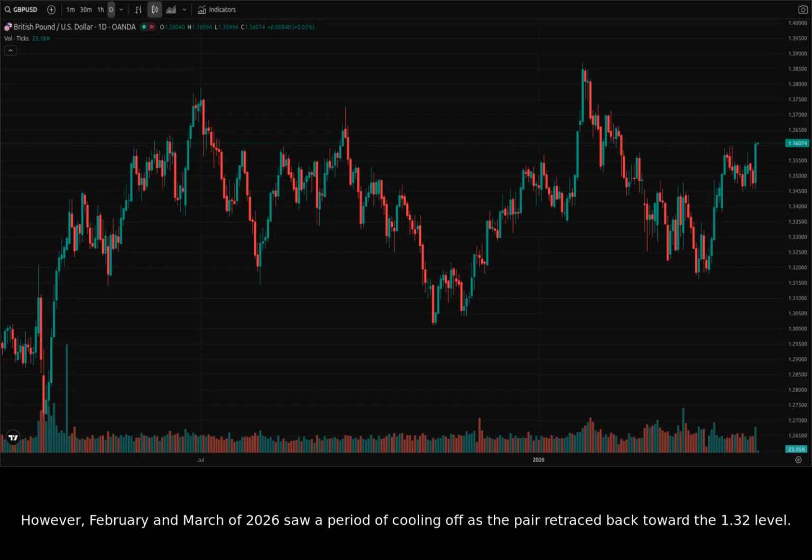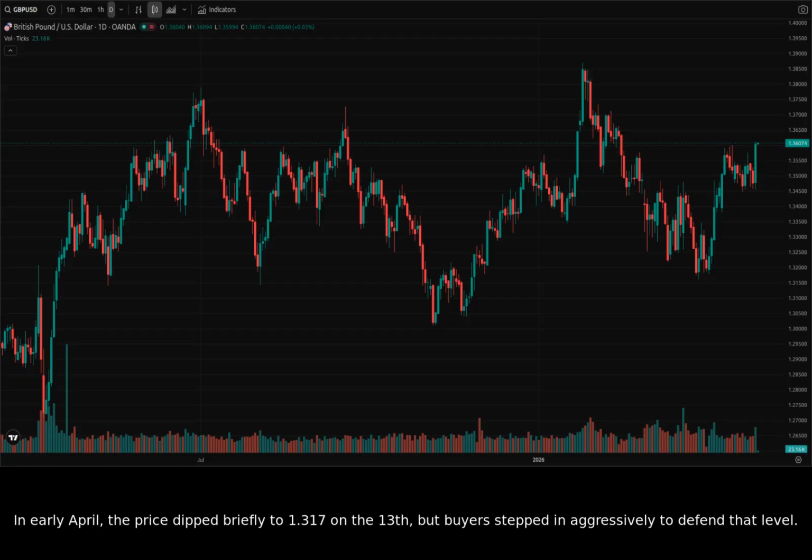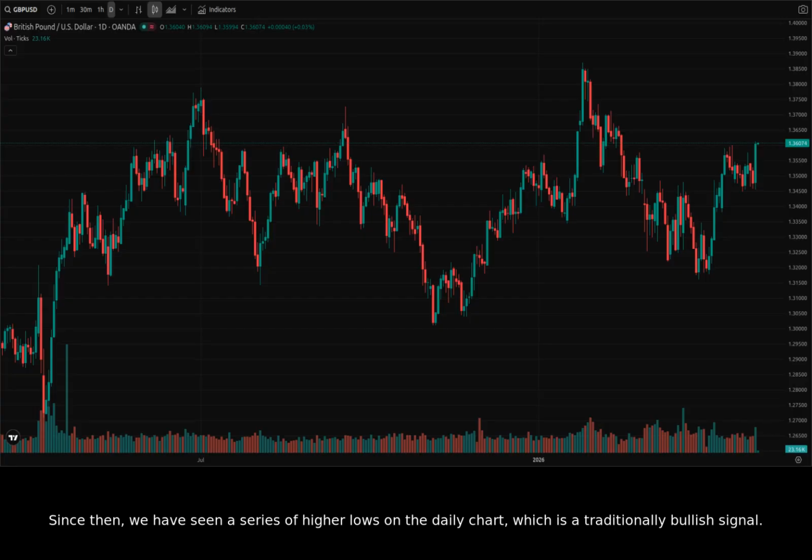However, February and March of 2026 saw a period of cooling off as the pair retraced back toward the 1.32 level. We can observe a consolidation pattern during March where the price oscillated between 1.31 and 1.34. This period of uncertainty was likely due to the market waiting for fresh signals regarding global inflation and interest rate paths. In early April, the price dipped briefly to 1.317 on the 13th, but buyers stepped in aggressively to defend that level. Since then, we have seen a series of higher lows on the daily chart, which is a traditionally bullish signal.